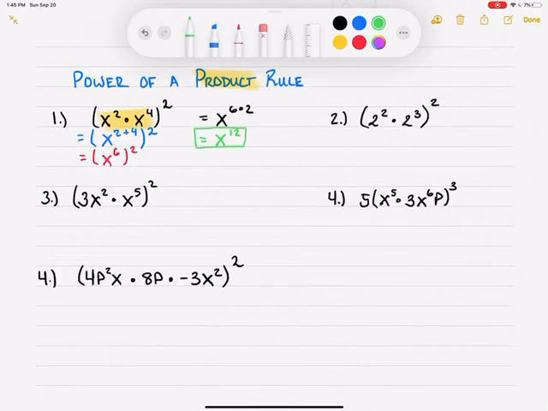If I had distributed before I did the product rule, I would have had x to the 4th times x to the 8th, and that still would have ended up being x to the 4 plus 8, which is 12. So either way you do it, whether you choose to distribute the power first or deal with the product first, is up to you.